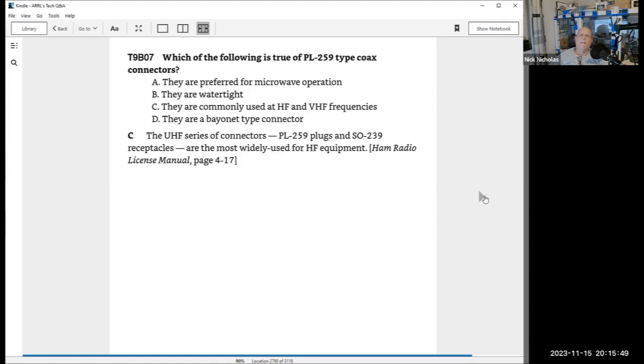Answer B. Which of the following is true of the PL259 type coax connectors? Well, they're probably the most commonly used for HF and VHF frequencies.